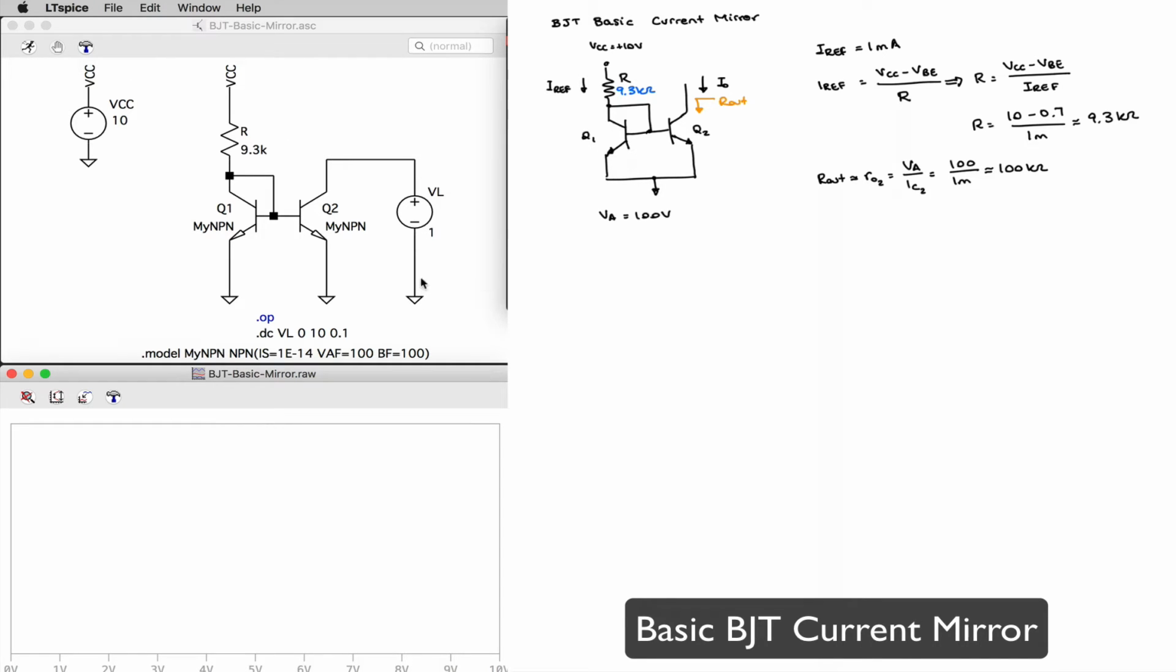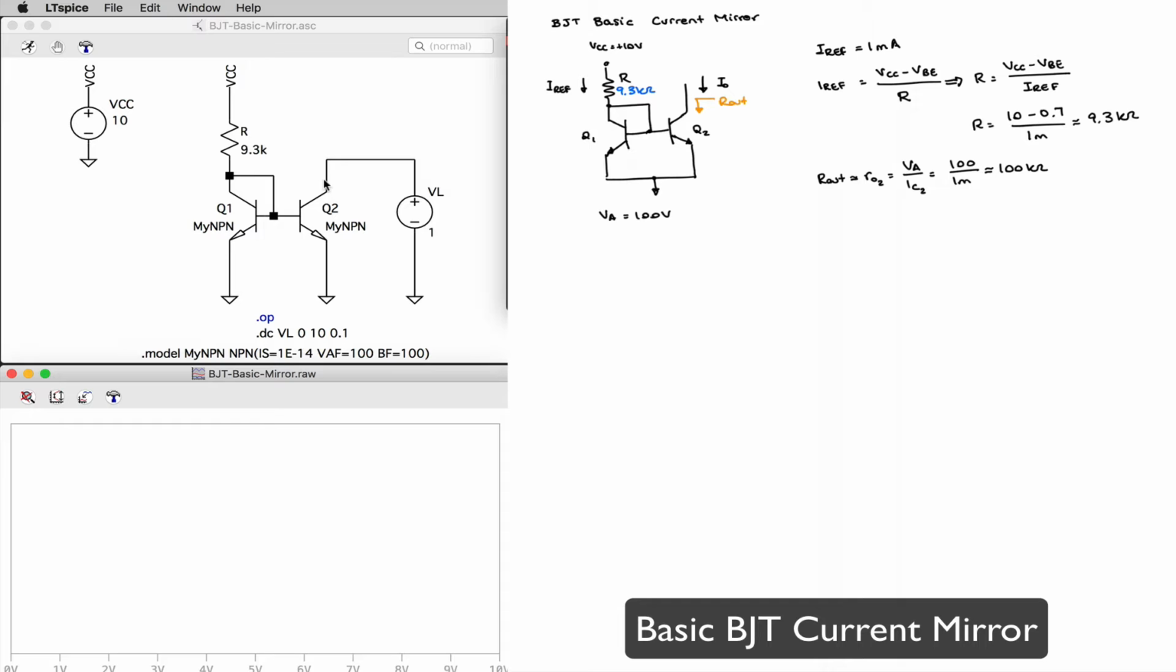Notice that I have placed a voltage source in series with the output, and then I am performing a DC sweep to sweep that voltage source from 0 to 10 volts at steps of 0.1. The reason I'm doing that is because it's going to give me an idea of different loading conditions, and then I can also measure the compliance of my current source as well as my output resistance.